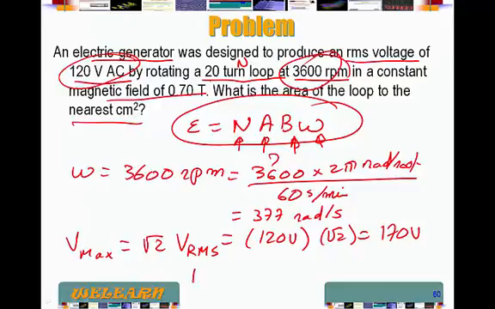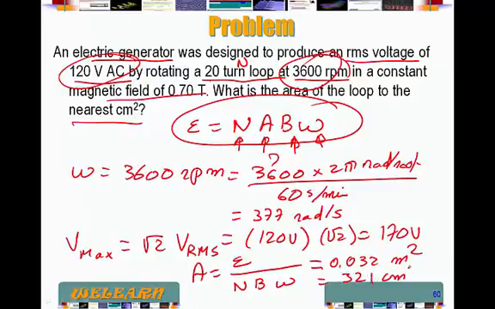So my A is the EMF, the 170 volts, over N, which is 20, times B, which is 0.7, times omega. And that comes out to be 0.032 meters squared, but in centimeters squared, that's 321 centimeter squared.